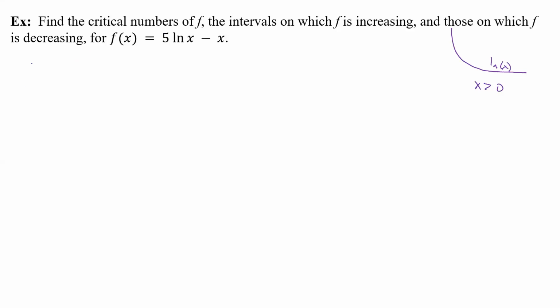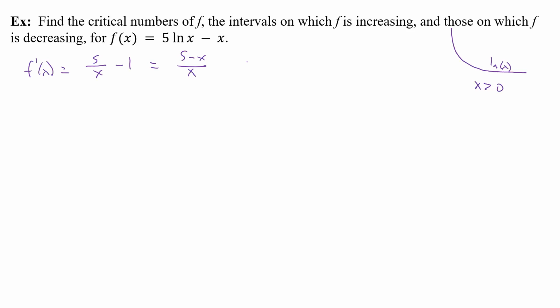And so when we take our derivative of f of x, what do we get? We get 5 over x, and then minus 1. Now we could write that as a whole fraction as 5 minus x over x. However we want to do it, the key thing is x cannot equal 0, and that's going to be one key thing.